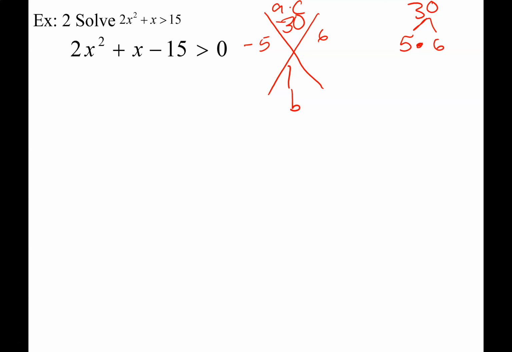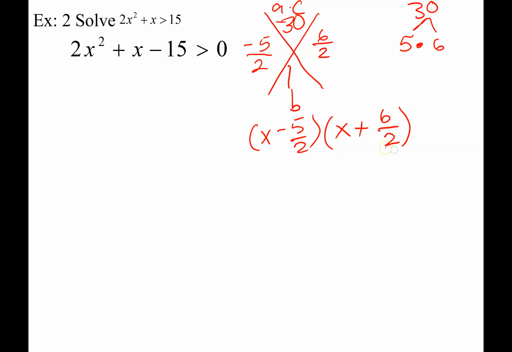But wait, we need to do bottoms up. So remember, you're always dividing by your a value, right? So what was my a? My a value is this beautiful 2 that I have here. So dividing by 2, dividing by 2. Setting this up in factored form, it would look like this: x minus 5 over 2 times x plus 6 over 2.